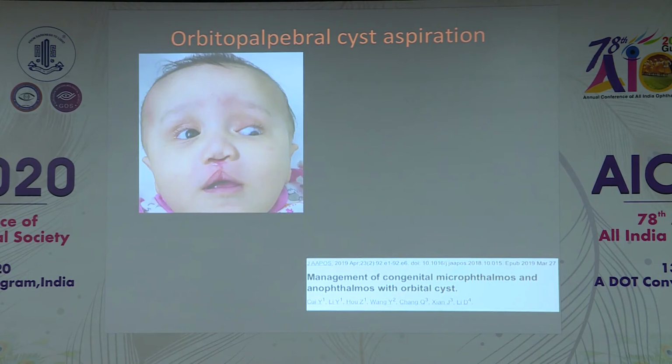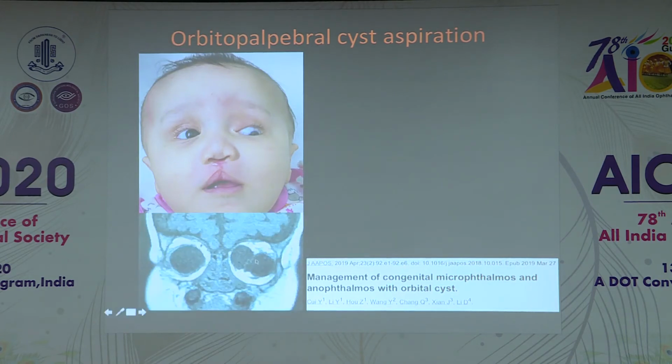Now, orbitopalpable cyst. This patient's eyeball is deviated downwards because they have a massive cyst here. So this is the eyeball and this is the cyst. Ideally, this stimulates orbital growth, so you should leave it alone. The child here who has come to us is 4 months old. I would have mostly left it alone, and we did leave it alone till the age of 7 to 8 months. So it acts as a form of dynamic expansion.